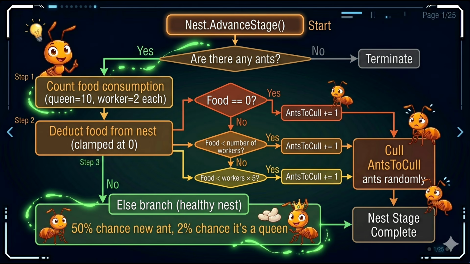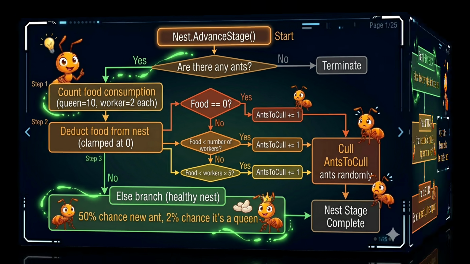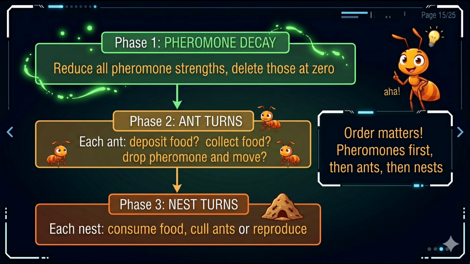Now the most important method in the entire program: advanced stage in the simulation class. Every time the simulation moves forward, this is what runs. It happens in 3 phases, strictly in order, and understanding this order is really essential. So phase 1 is the pheromone decay. The method builds an empty list called pheromones to delete. It then loops through every pheromone, calls advanced stage on each one, which subtracts the decay rate from its strength and clamps to 0. If the strength hits 0, it goes on the deletion list.